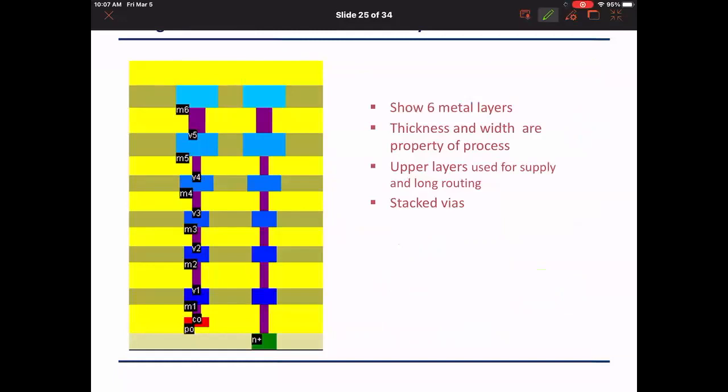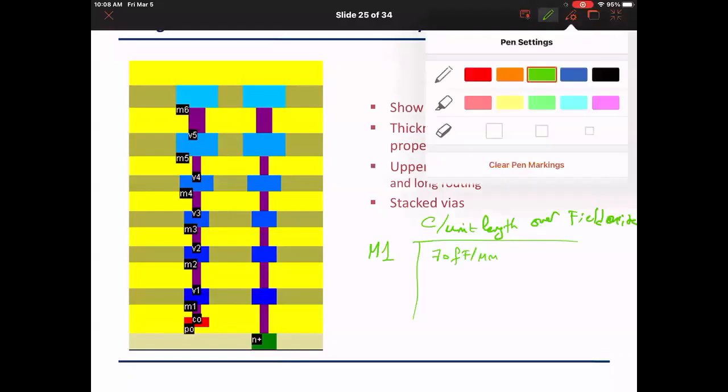Now, for example, we need to know this because later we will give you a table for capacitance. We will give you capacitance per unit length, for example for metal 1, C per unit length, for metal 1 running over field oxide, let's say equal to 70 femtofarad per micrometer length. What does this mean? And we'll take this later.